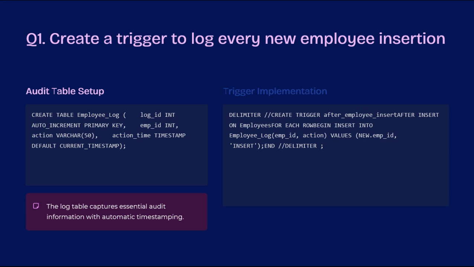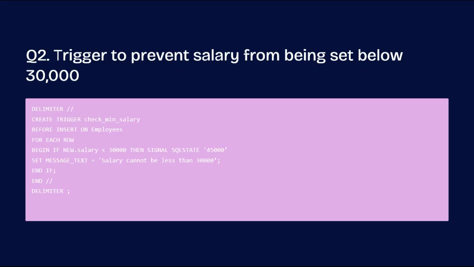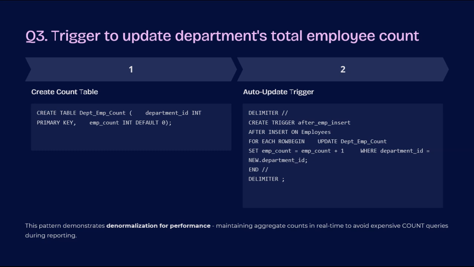The log table captures essential audit information with automatic timestamping. You can pause this video and write this query. You will definitely get better output. Next trigger is a trigger to prevent salary from being set below 30,000. Right? And here you will find a perfect way to create a trigger. So this will definitely help you boost your trigger knowledge.